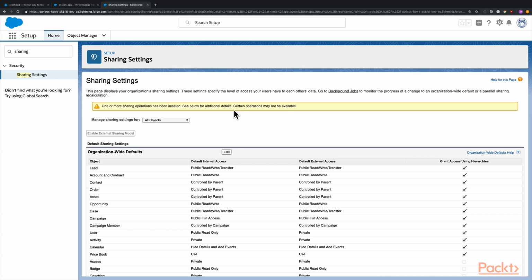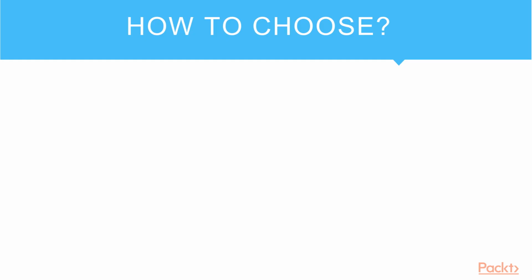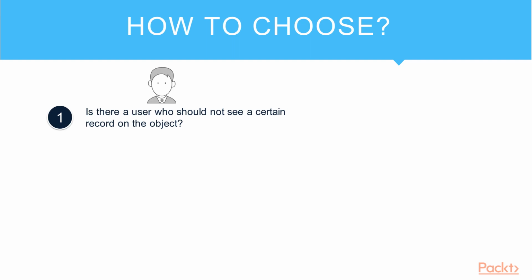So let's go back to our presentation to go for some more details. So here we are back at the presentation. And first of all, how are you actually going to choose if you want a private model or not? There are two clear questions you have to ask. The first one is: is there a user who shouldn't see a certain record on that object? If the answer to that is yes, you have to set it to private.